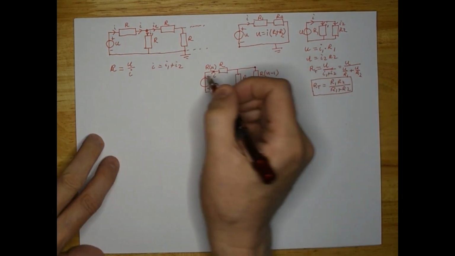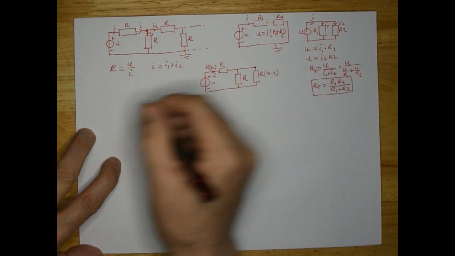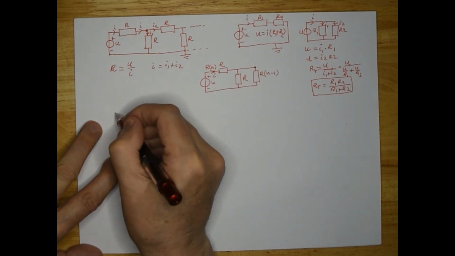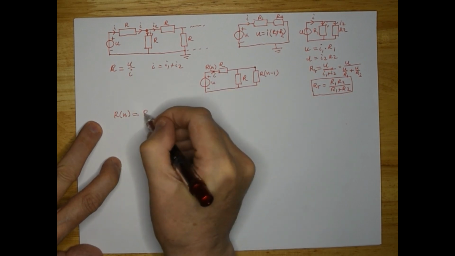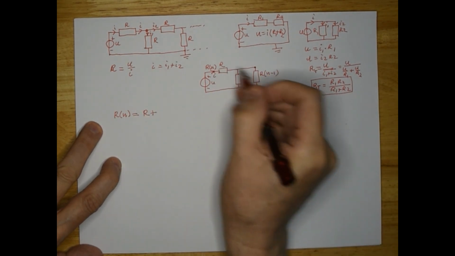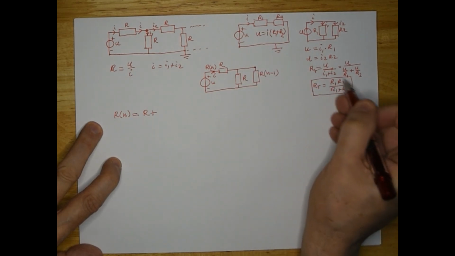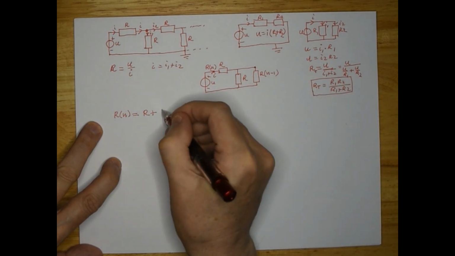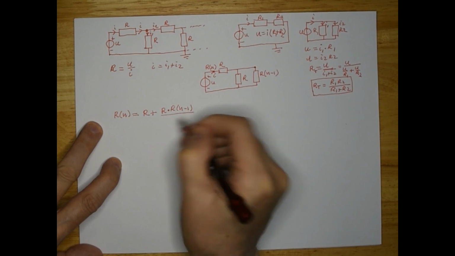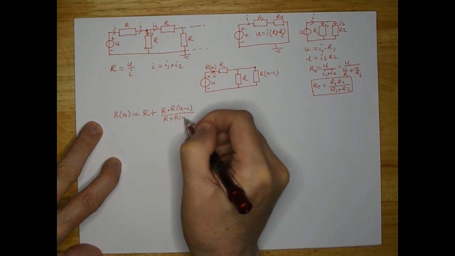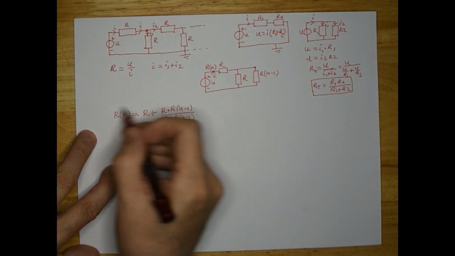Yeah? So what's the total resistance of this circuit then? Well, we saw if it's in series you can add it up. So Rn, total resistance here is R, right? Plus the parallel resistance of those two. And we know that it is something like this. So that's R times Rn minus 1 divided by R plus Rn minus 1. Yeah? So the total resistance Rn is essentially this.